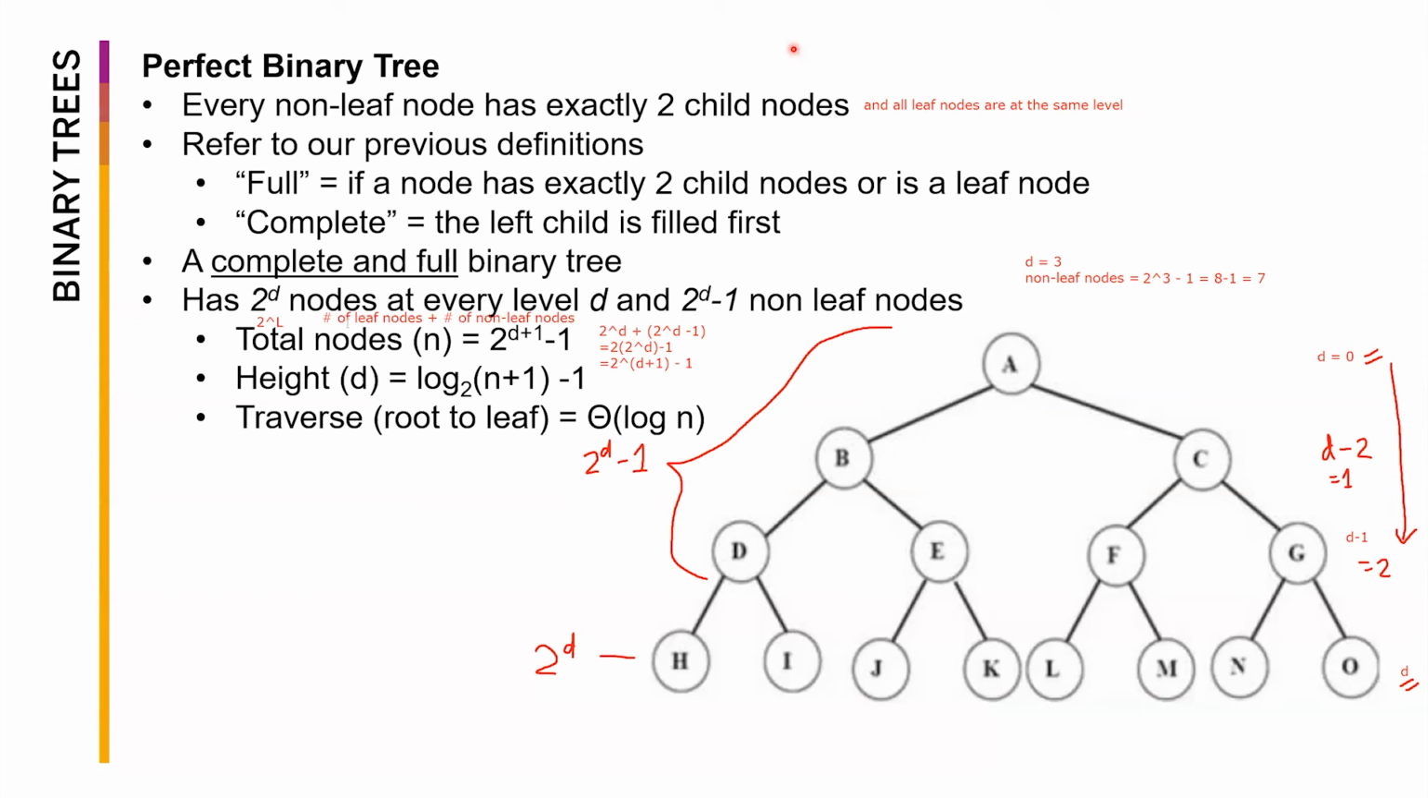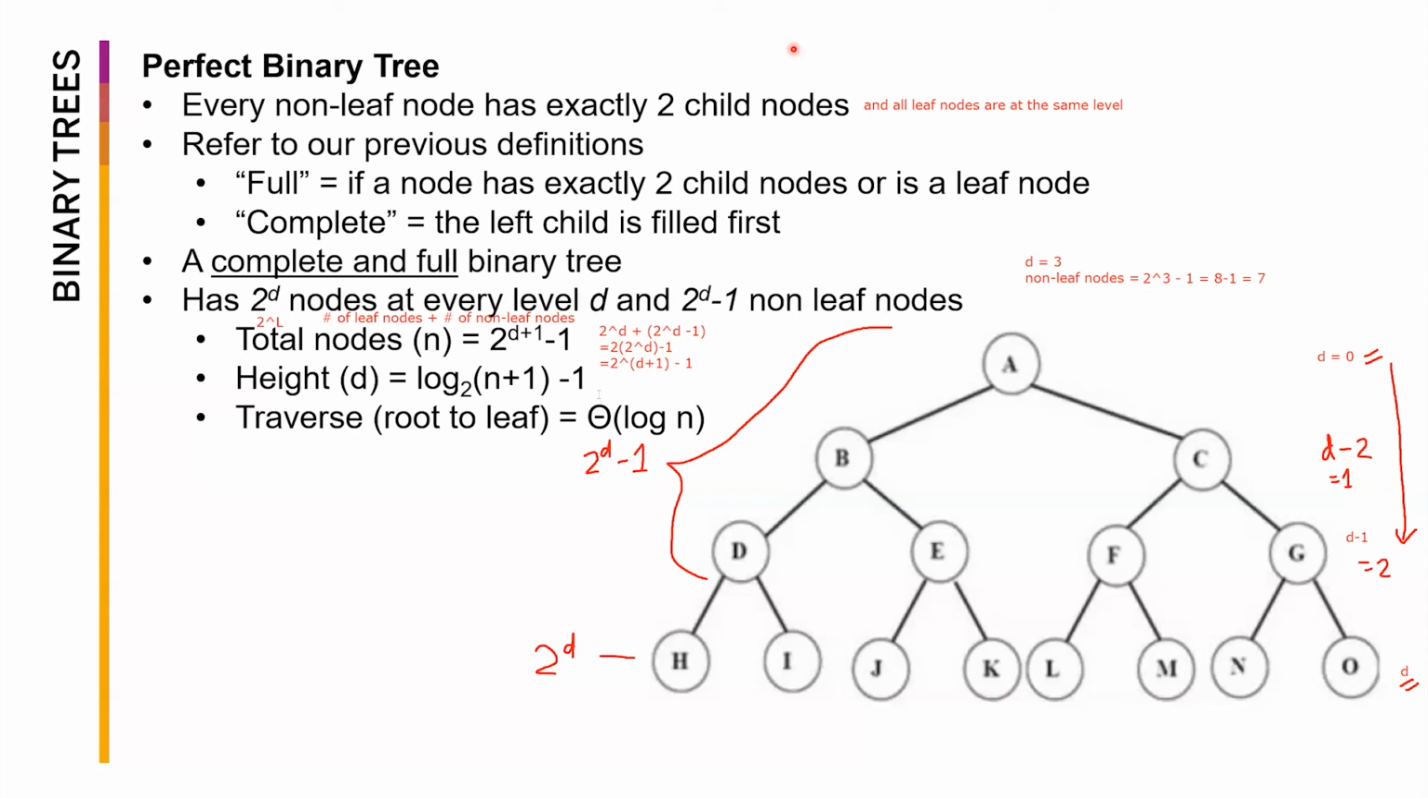Okay. Yun lang yan. Number of leaf nodes. Again, the number of leaf nodes is equal to the number of nodes at the level D. Okay, kasi nasa last level yung leaves. Plus the number of non-leaf nodes, which is 2^D minus 1. So that's 2^D plus 2^D minus 1. 2 times 2^D is equal to 2 raised to D plus 1 minus 1.